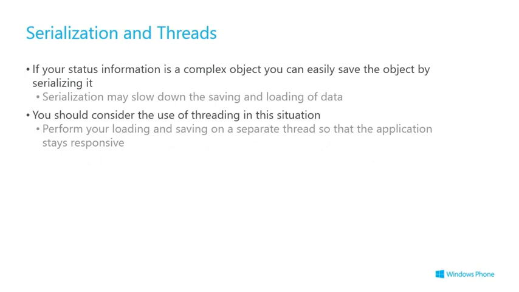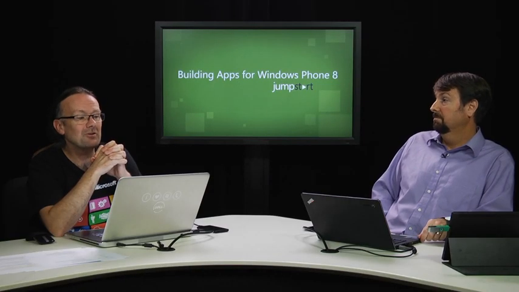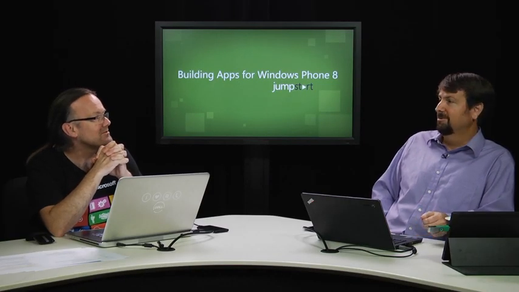And then serialization and threads. Why in the world would we need to worry about threads when we're serializing? Well, actually, that example we showed with the async await, where we're loading stuff, what that does under the covers is spin off that operation onto a background thread. So you're kind of inadvertently using threading when you use those APIs. You get it for free.